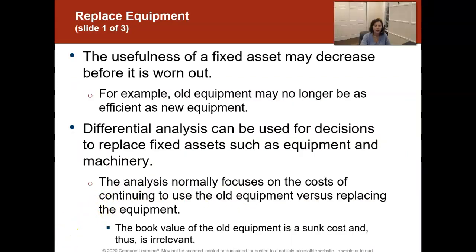I had hoped to finish all of these examples in this one video, but I'm mindful it's getting long, so I'm going to stop this video here and go on to the next one with discussing replacement of equipment.